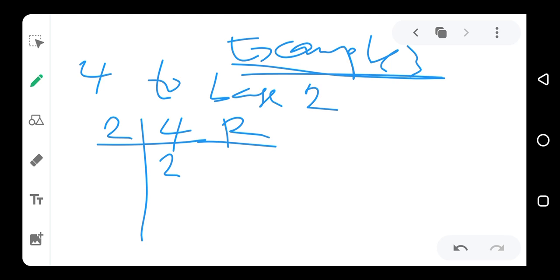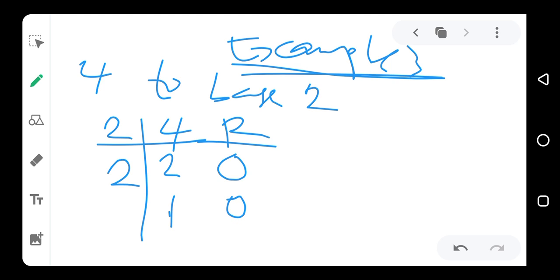2 people divide 4 things. They are going to get 2 2, and nothing will remain. If nothing will remain, we put 0 under the remainder. So remainder 0. Now 2 people divide 2 things. They will get 1 1, and nothing will remain. So remainder 0.